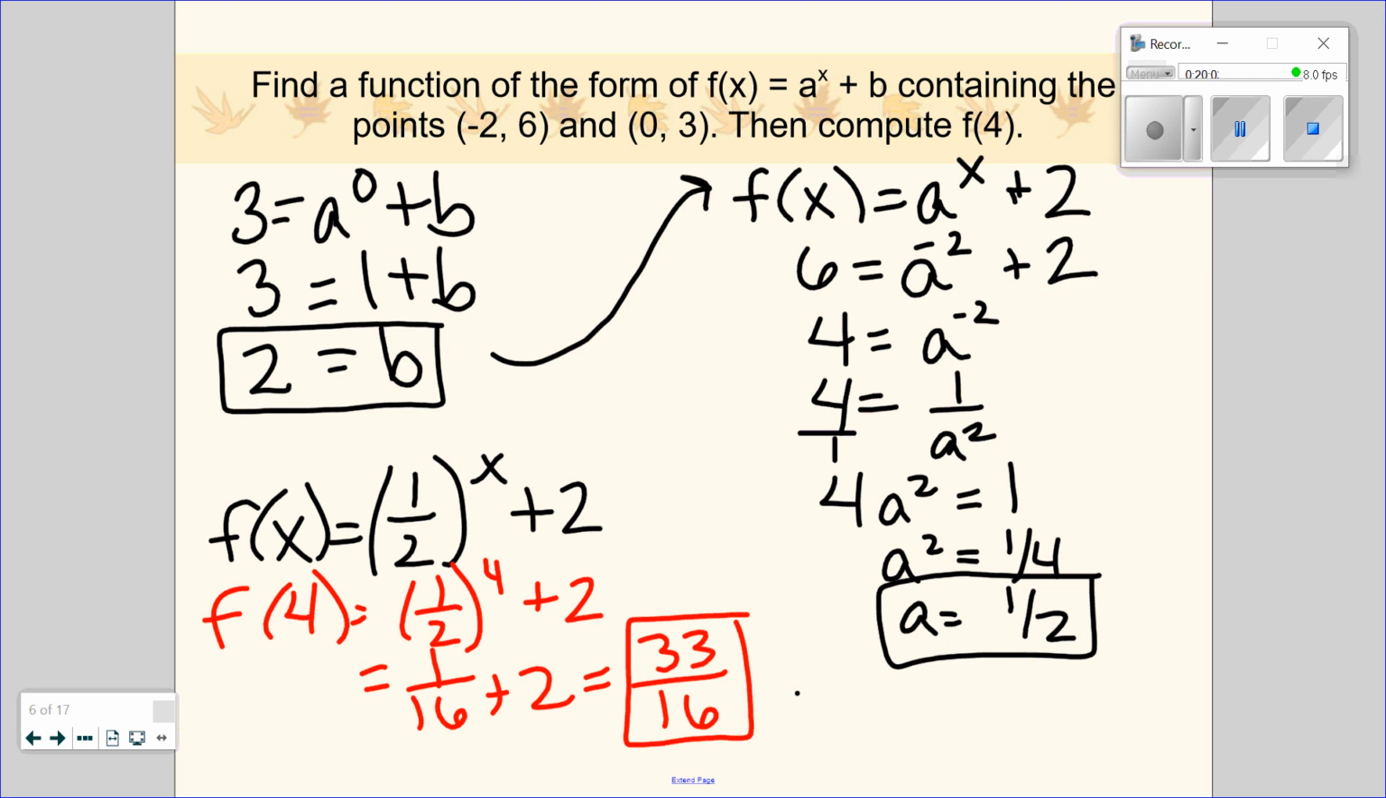And then you can think of this like a proportion, cross multiply if you want, or just multiply by the denominator on both sides. With 4A squared equals 1, divide by 4, take the square root. It can't be negative one half because it is the base of our exponent. The base of our exponent must be a positive number. So it's just positive one half, the only option. So A is a half, B is 2, plug in 4, you get 2 and 1/16, which is 33/16.